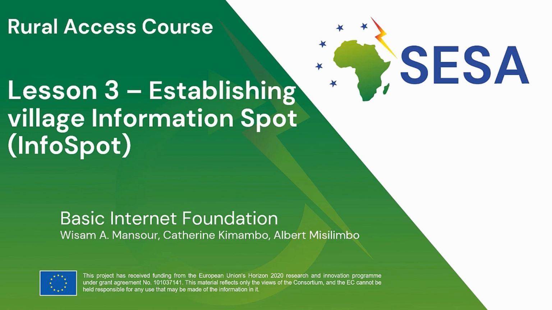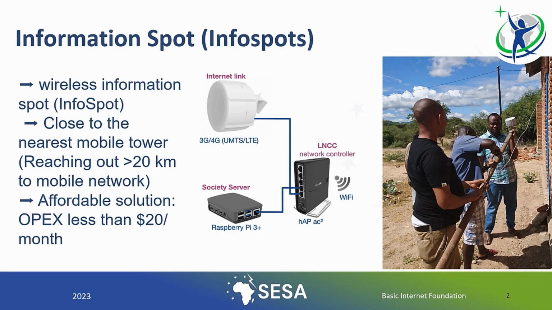So let's dive in. An information spot, or InfoSpot, is a wireless setup close to the nearest mobile tower, and there have been cases where we've reached out to 20 kilometers from the closest mobile tower. These are affordable solutions with an operation cost of 20 USD a month.